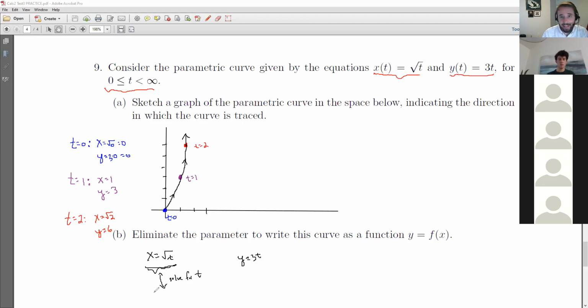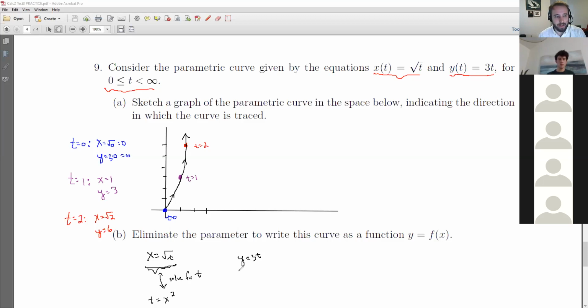And we can do that in this case. It's nice and straightforward. I can just square both sides. So I get t equals x squared. Right? So I've solved for t. I have t equals an expression involving x.